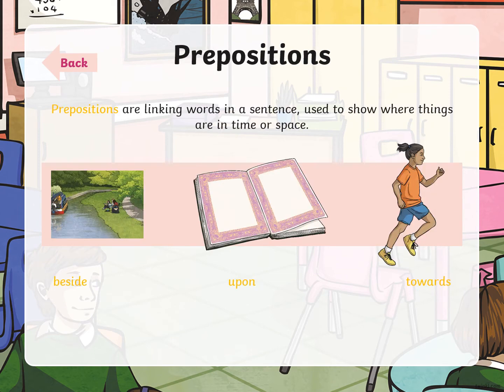Prepositions. Prepositions are linking words in a sentence used to show where things are in time or space. So we've got beside, upon, and towards.